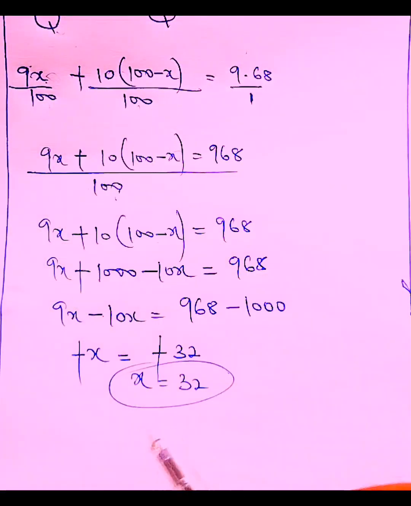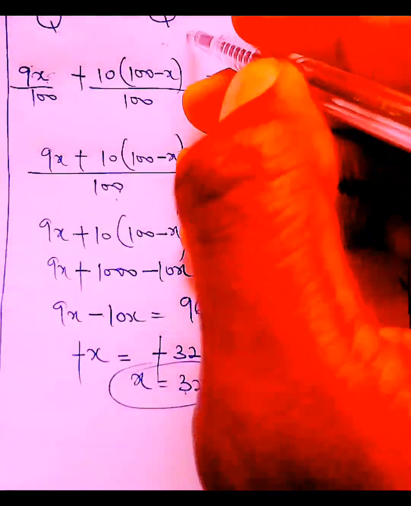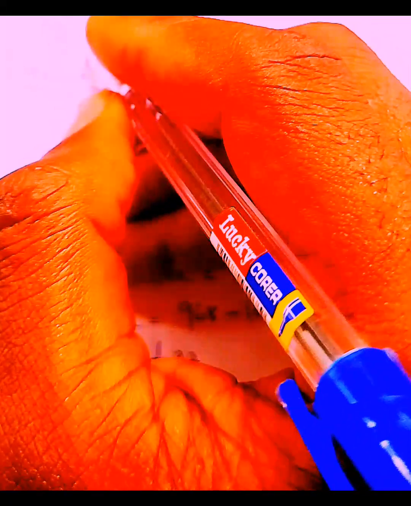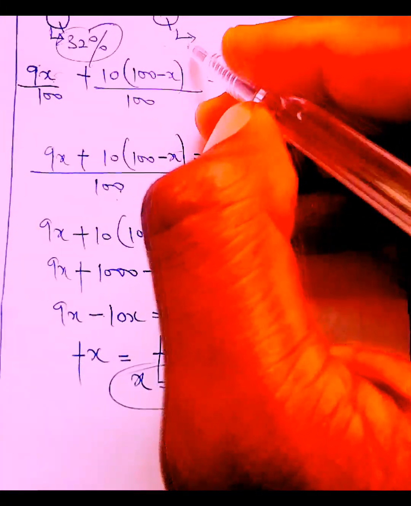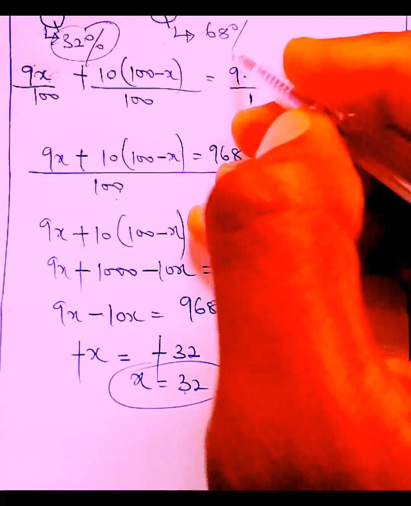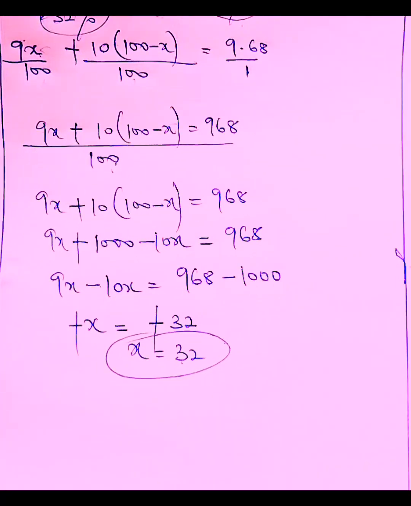Now, since we've gotten our x as 32, don't forget the very element with atomic mass unit of 9, this isotope, is the x, while the other one is 100 minus x. So that means this one is 32% in nature, while the other one, which is 100 minus x, will be 100 minus 32, which is 68% in nature. So as simple as ABC.